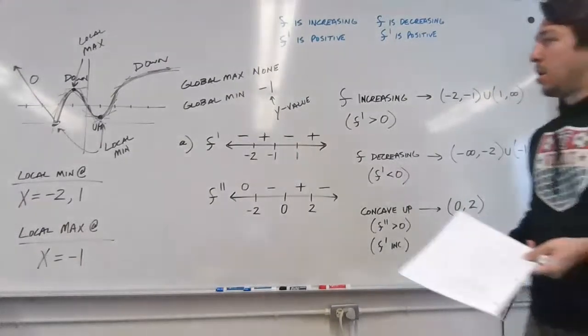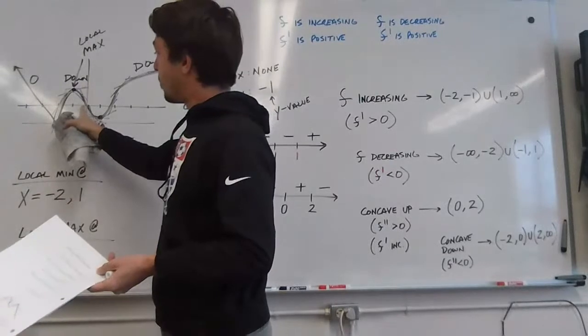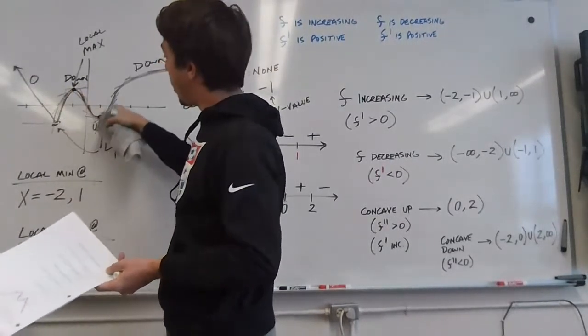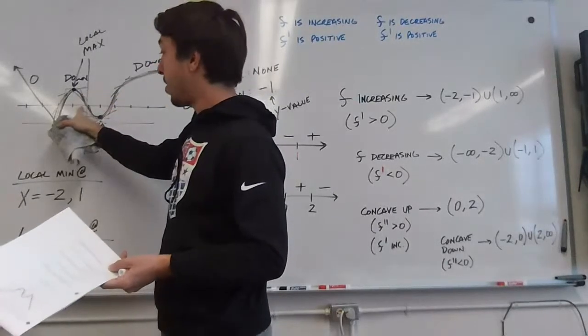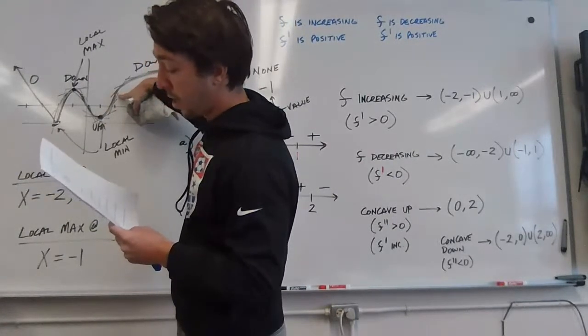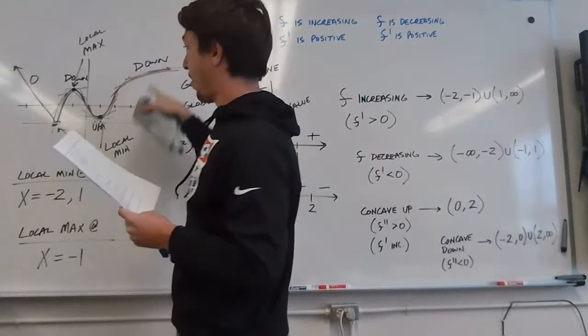So for example, at 0, that's an inflection point because it changes from concave down to concave up. I should say at (0, 0). And then also at the point (2, 1), it changes from concave up to concave down.